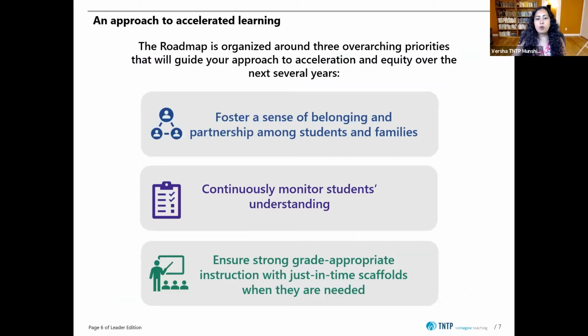So if you attended or watched any of our previous sessions or you watched the recording of our initial webinar, you might remember that this roadmap is organized around 3 overarching priorities. One is fostering a sense of belonging and partnership among students and families. The second is continuously monitoring students' understanding. And finally, ensuring grade appropriate instruction with just-in-time scaffolds when they are needed. And you may have heard that accelerated learning is largely or primarily about intentionally planning for these just-in-time instructions or scaffolds. And that is something that you will see continually throughout our session.